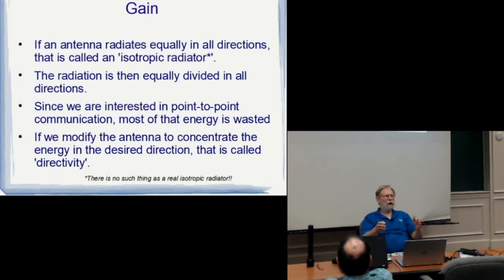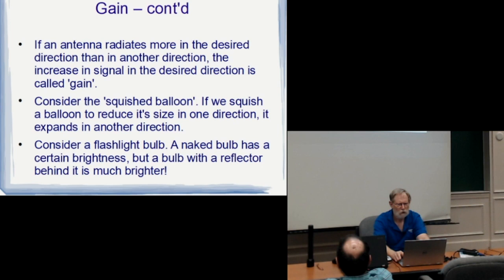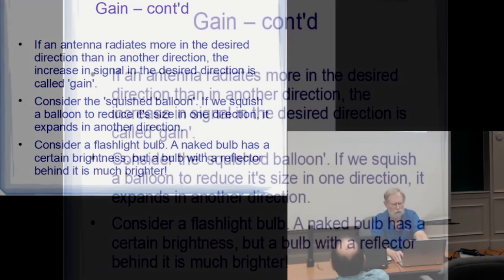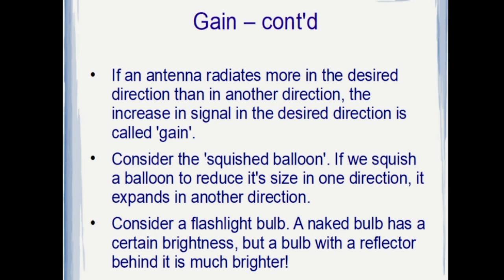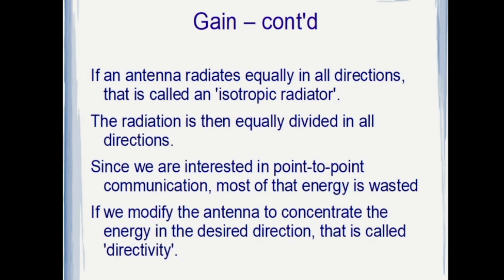An antenna has a high gain if it manages to send all of the energy in the desired direction. It also has high directivity. So if an antenna radiates more in a desired direction than another direction, the increase in signal in the desired direction is called gain. I've already gone over the demonstration of the flashlight bulb and the discussion of the squished balloon, but these are just ways of visualizing the increase in signal strength in the desired direction. We'll see that we can also use antenna modeling to visualize that increase.